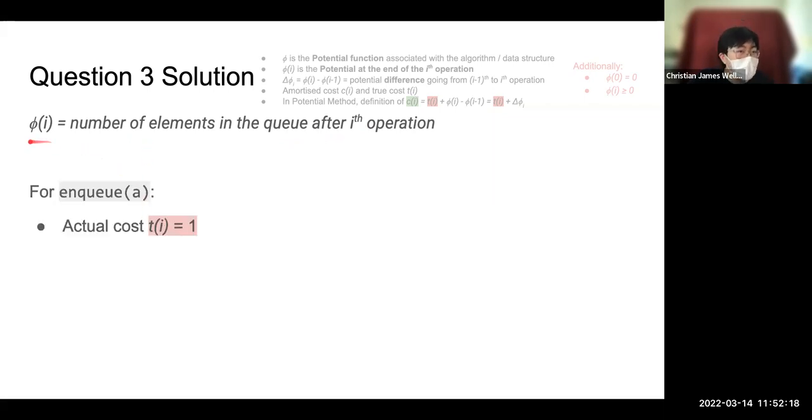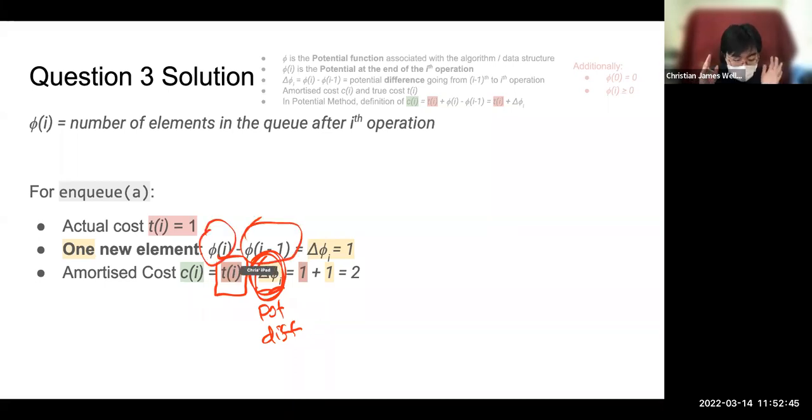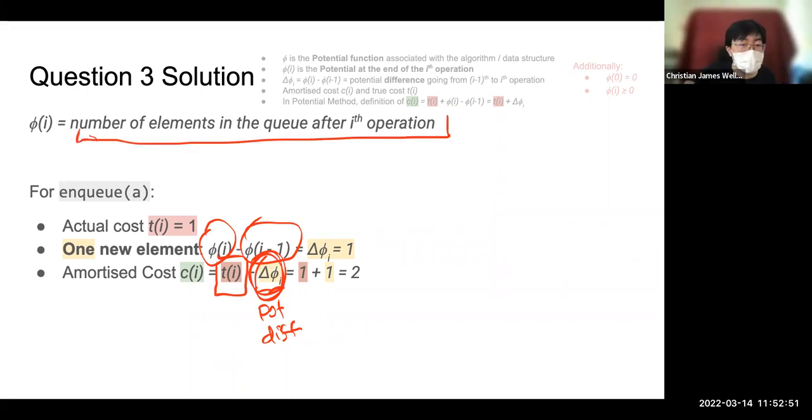With this definition, let's argue what the amortized cost is for every single operation. For enqueuing, the actual cost is 1. Remember, the definition is actual cost plus potential difference. The potential difference here is phi of i minus phi of i minus 1. Because of how we defined it, the number of elements in the queue increases by 1 after adding one element. So the amortized cost is 1 plus 1.